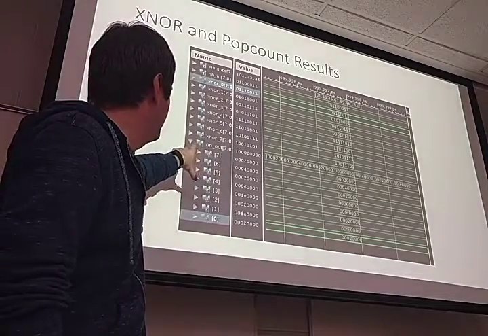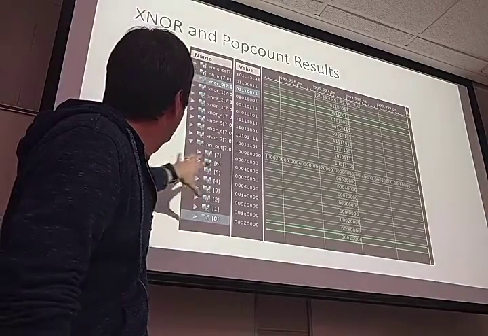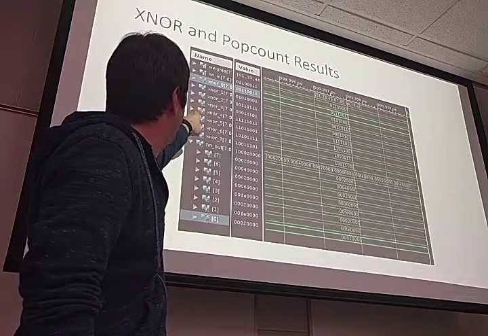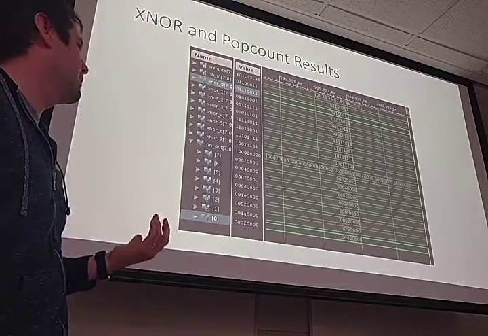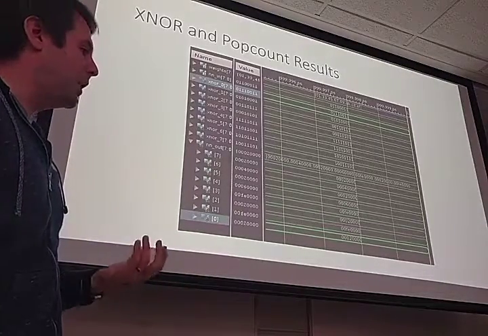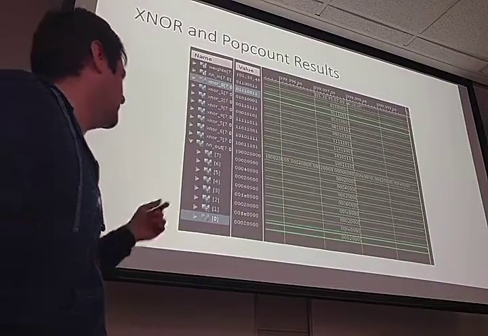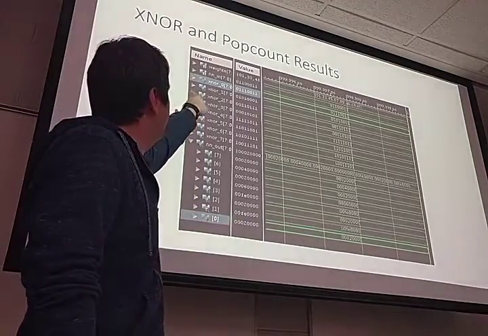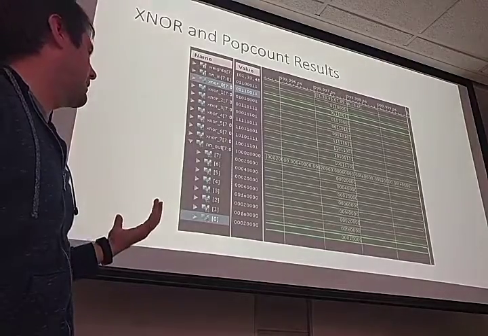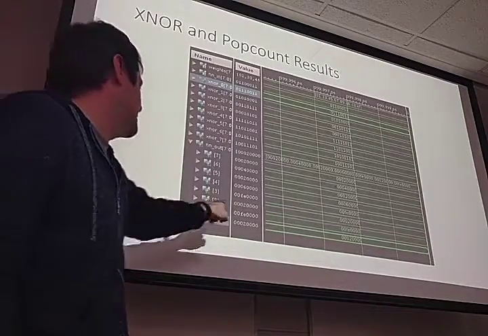Then we would apply the pop count to this. So the one I have highlighted, you can see 0, 1, 1, 1, 0, 0, 1, 1. So you have 5 ones and you have 3 zeros, so that will give you a pop count of 2. And in this case over here, you have more zeros than ones, so that will give you a pop count of -2, which is represented over here.